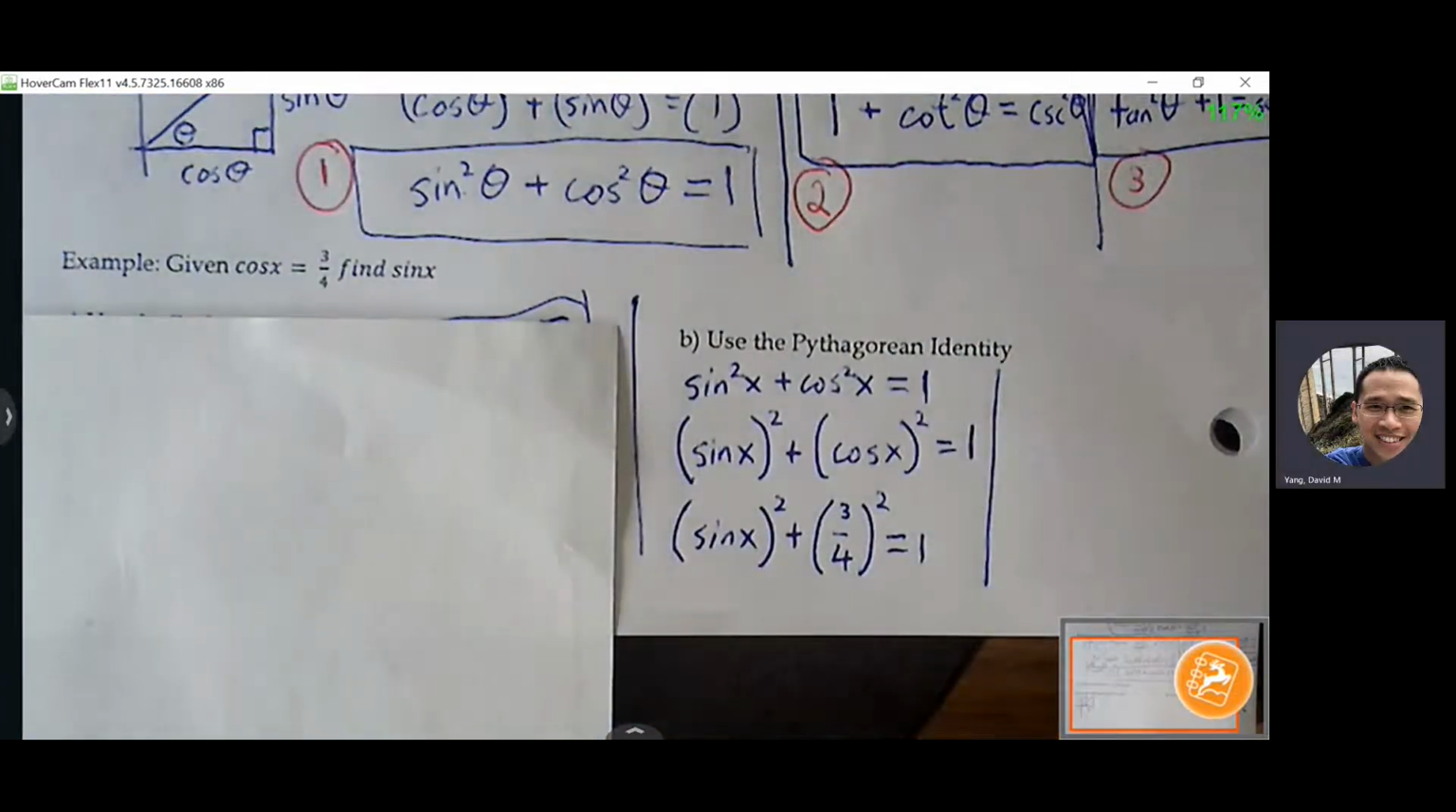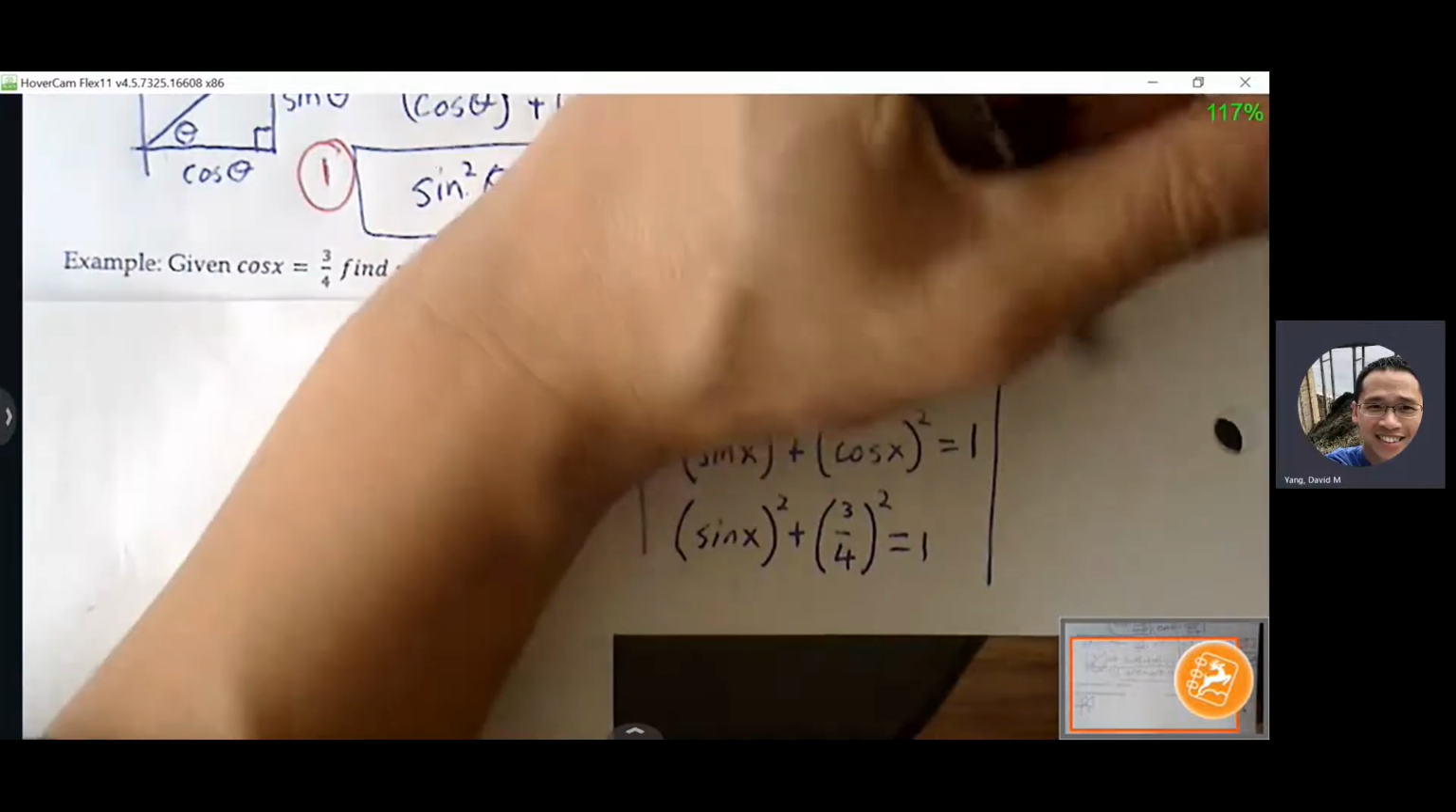Okay, so we use our calculator. What does 3/4 squared become? 9 over 16. What can we do with that? Yeah, let's just move that over to the other side, combine like terms, get that sine x squared by itself, and then we can worry about what to do after that.